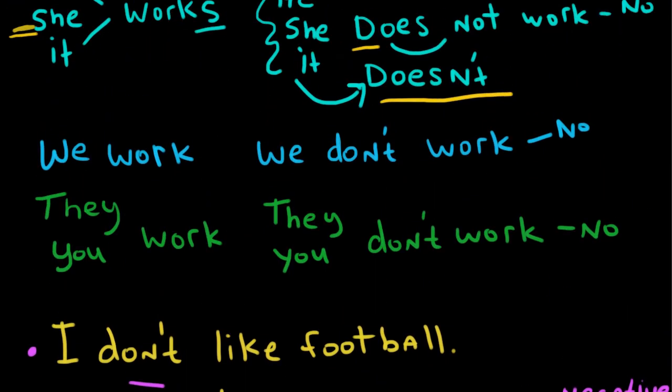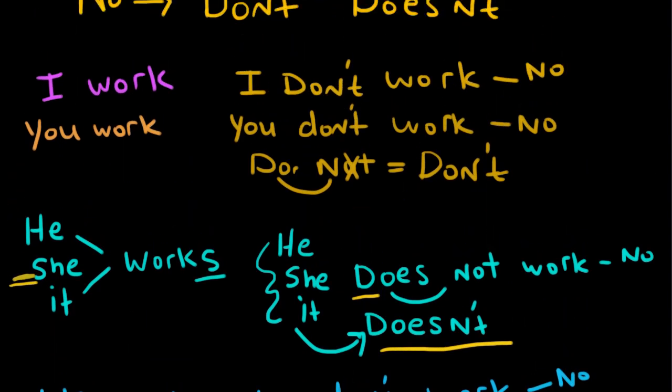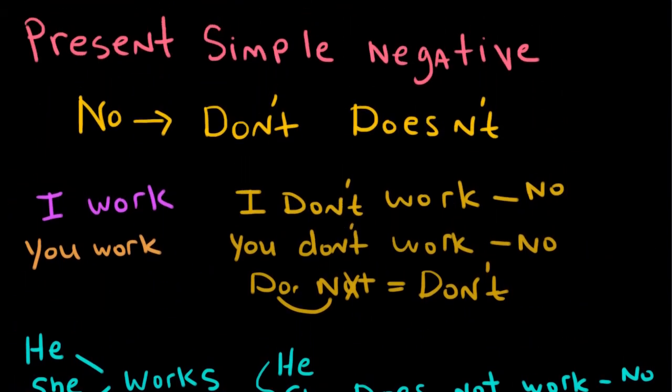So I hope this English lesson has helped you to remember how to use the present simple negative. Don't forget that we use the present simple negative to talk about things that are negative, that we don't like or we don't want to do. And it's another way of saying no in English. So we use don't and doesn't. Don't for I, you, they, and we, and he, she, and it uses doesn't. And that's how we make the present simple negative.